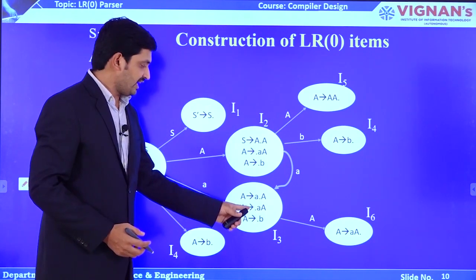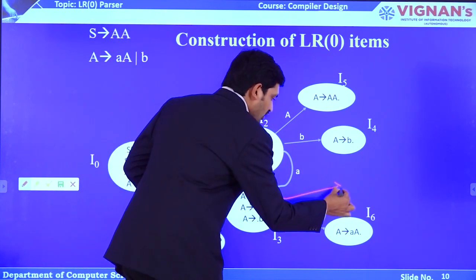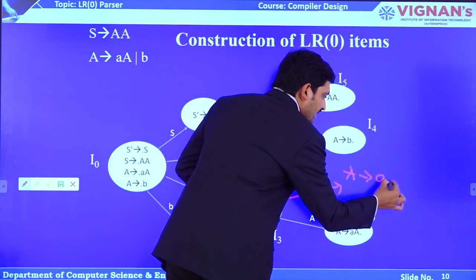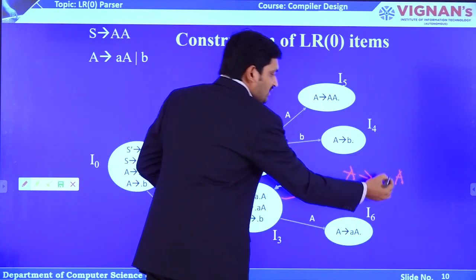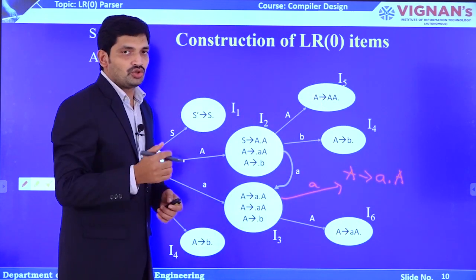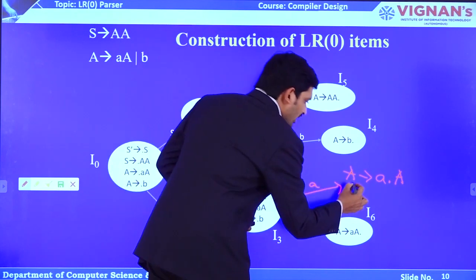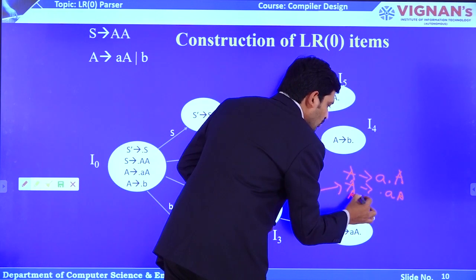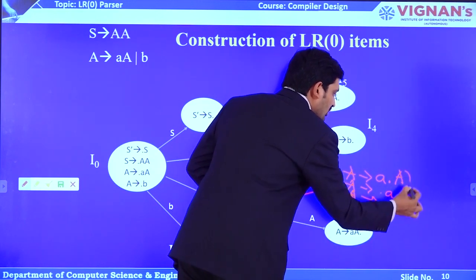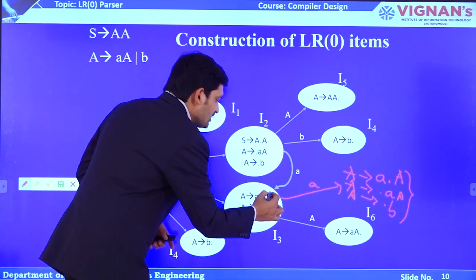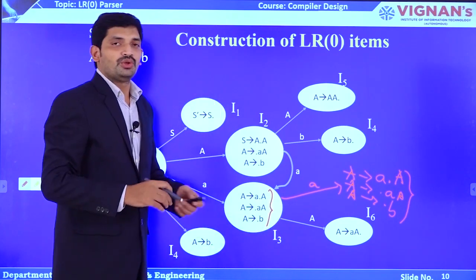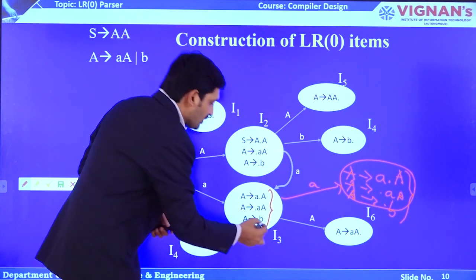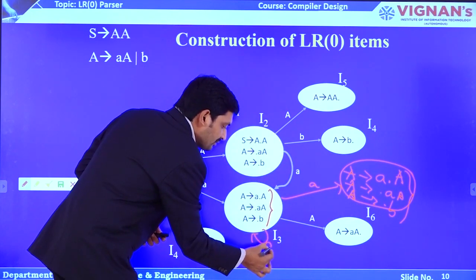Now come to the second production. On small a, I have to write A tends to A dot capital A, and after this dot capital A is there, so we have to apply the closure operation. So I have to write A tends to dot AA and A tends to dot B. Again, you can observe all these three productions exist in this particular state, so no need to keep these as a new state. Instead, you can keep a self loop on A.